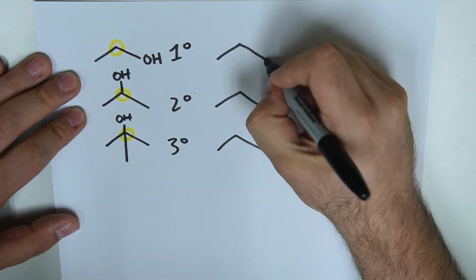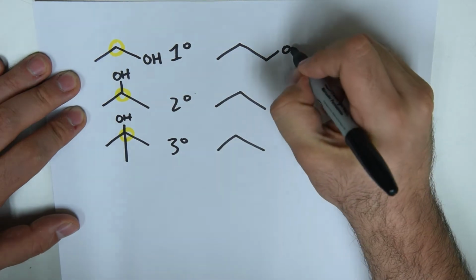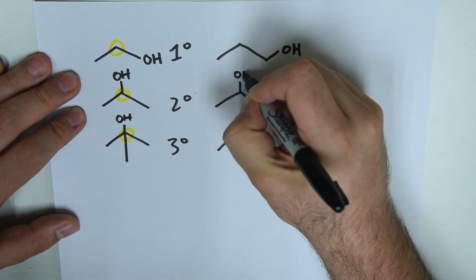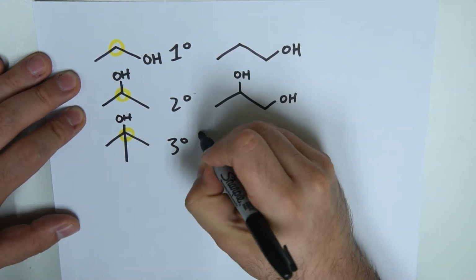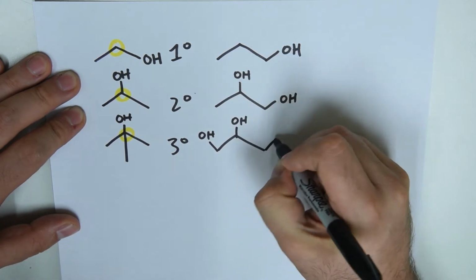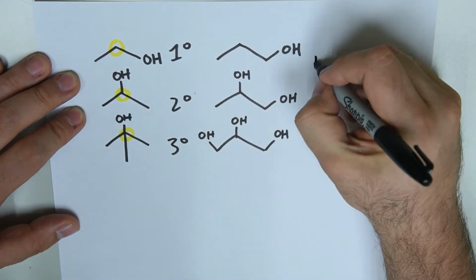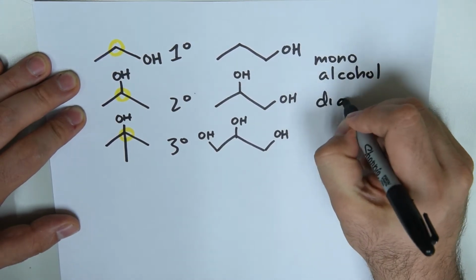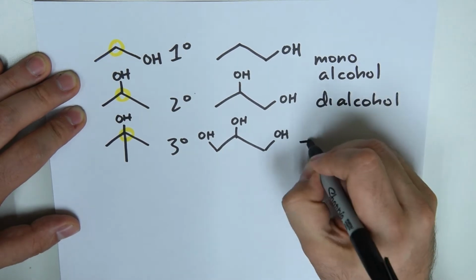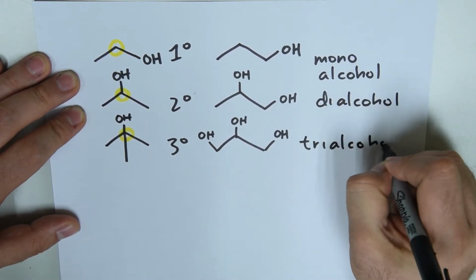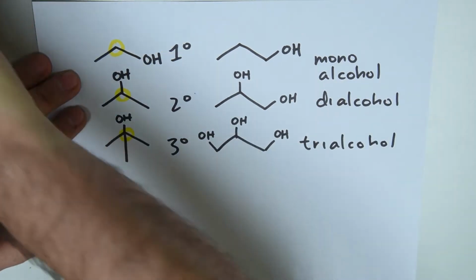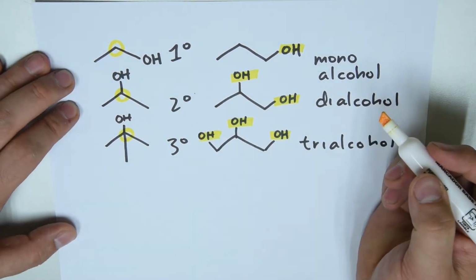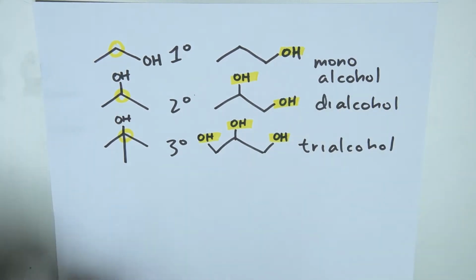Now let's talk about the amount of hydroxy functional groups present in each of the parent alkane chains. Here we have one, here we have two, and here we have three. So this becomes a monoalcohol. This will be a dialcohol. And this will be a trialcohol, and so forth, depending on the amount of hydroxy groups present in each of these molecules.